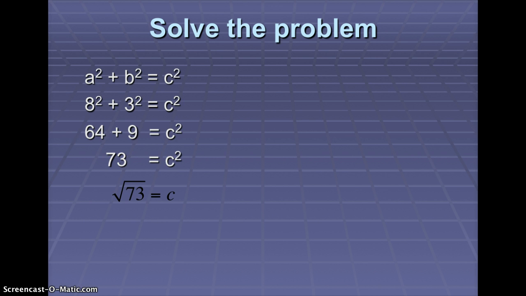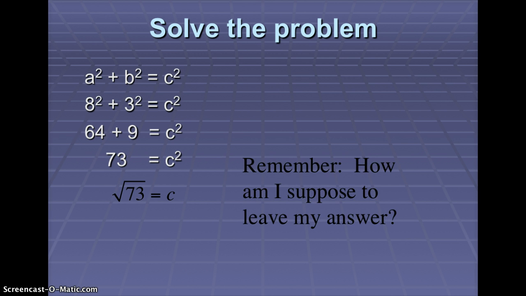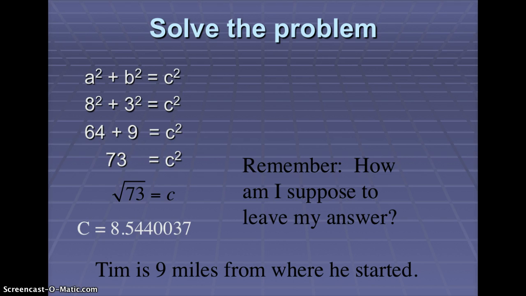So we know that c is equal to the square root of 73, but we have to remember the way that we're supposed to leave our answer and what the question is asking. So we know that c is equal to about 8.5. So the question was saying, how far is he from where he started? He's about 9 miles from where he started, or 8.5 miles from where he started.